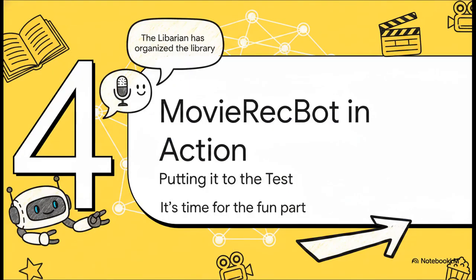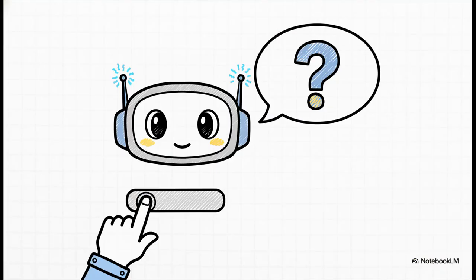All right, the setup is done. The librarian has organized the entire library, the storyteller is ready to chat. Now it's time for the really fun part. Let's see our movie rec bot in action. Okay, the whole system is up and running. Let's put on our user hat and ask our brand new AI assistant for a movie recommendation.